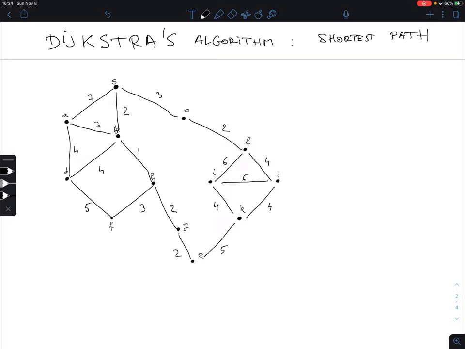So how do we find the shortest path using Dijkstra's algorithm? That's what I'm going to explain. I'm going to do it on an example, and I'm going to go from S for start to E for end. So this is going to be my starting point, and this is going to be my end point. Let's give them a special color just to keep track of what we're doing.